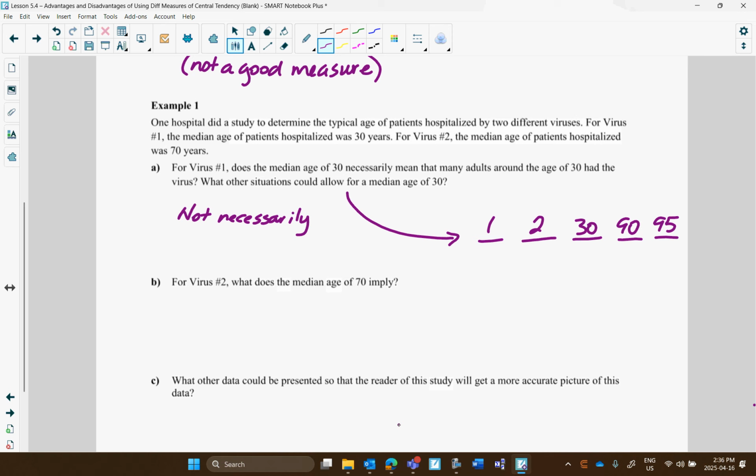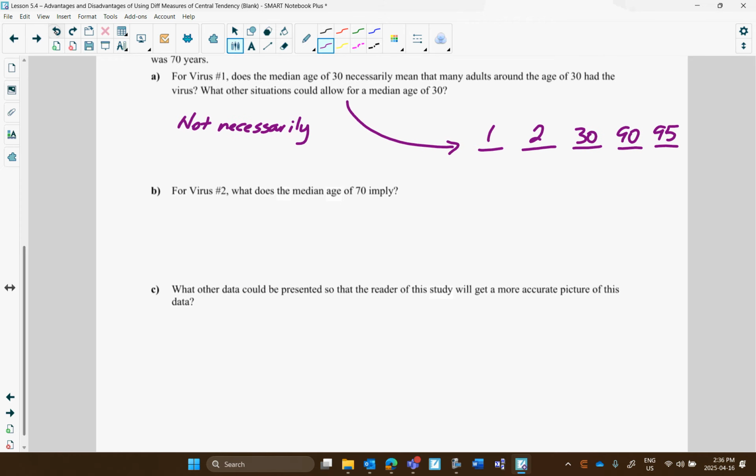If the median age is 70 for that second virus, what does that sort of suggest about the people? Yeah, they're older. If the median age is 70, you're going to get most of the ages quite older. Although I suppose you could put 70 in there and still work out to be the same thing, right? So it's possible. So one would think patients would be old, but it's still a log.